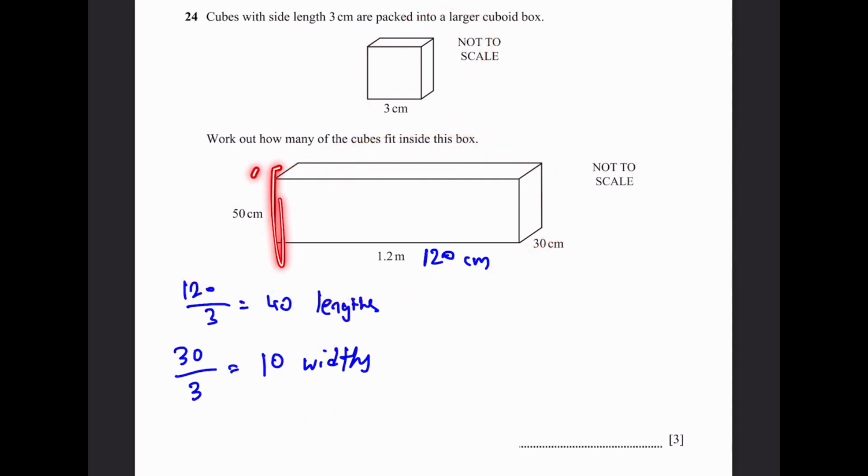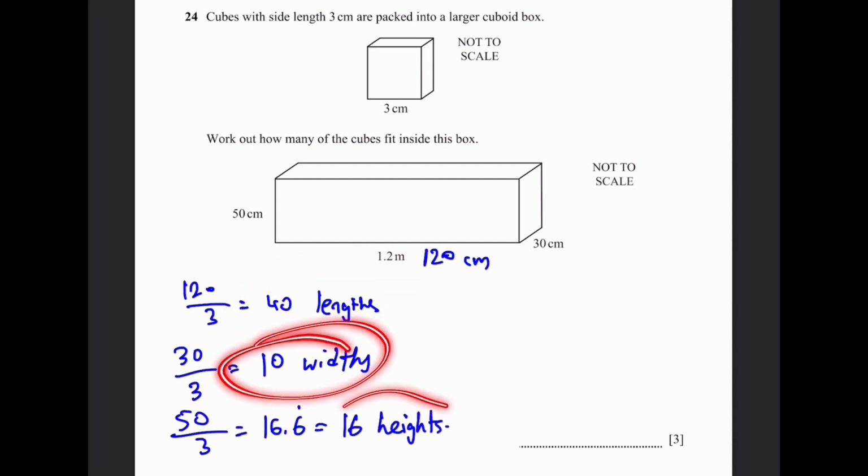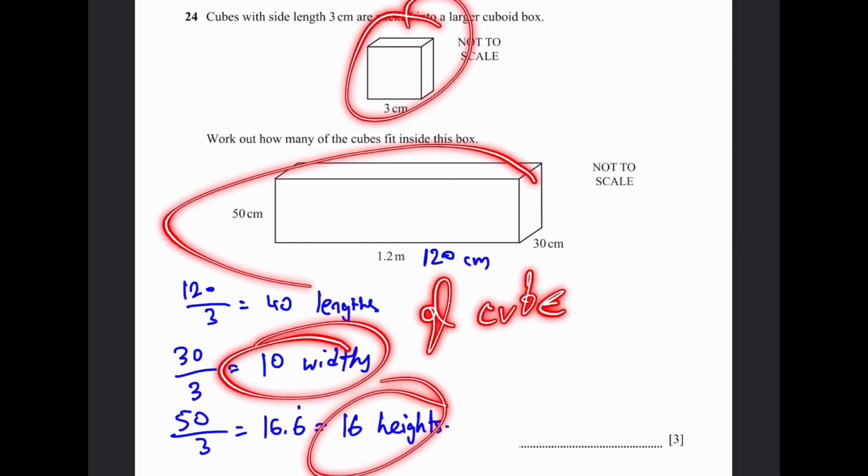Now let's see height. That's equal to 50 by 3, which is equal to 16.66666, and it goes on, which is a recurring decimal. But we cannot write the number of heights as a recurring decimal, so we need to truncate it to 16 heights. But these are all 40 lengths, 10 widths, 16 heights of the cube, which can fit inside the box.